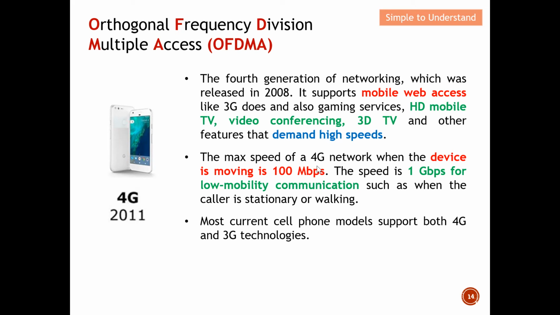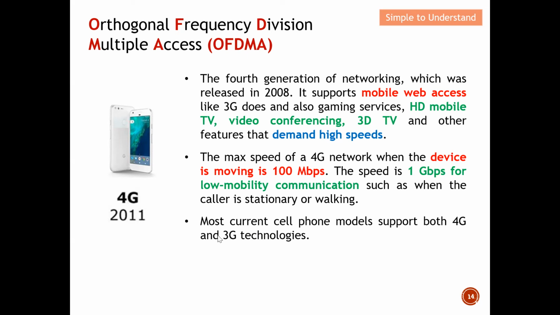Okay, so later on, I'm going to explain how 4G can actually support more data, in a very simple example. The speed is 1 gigabit per second for low mobility communication, which means that you don't really move so much as compared to a car, for example. When I am walking, more or less this is ideal, 1 gigabit per second. So the telco can actually guarantee this 1 gigabit per second in the ideal world. Most current cellular phone models actually support both 4G and 3G technology.